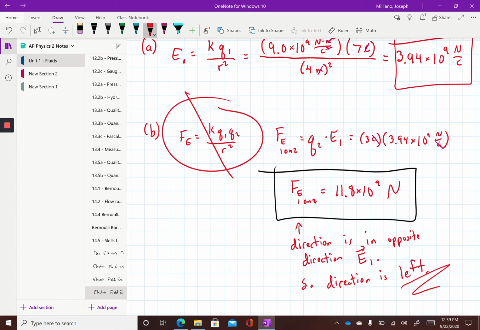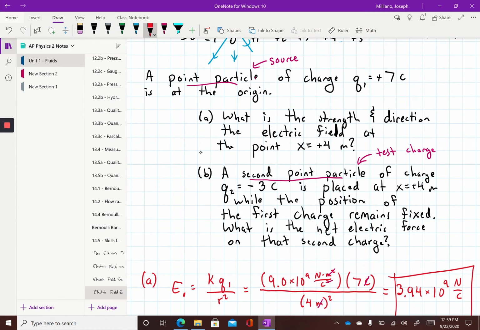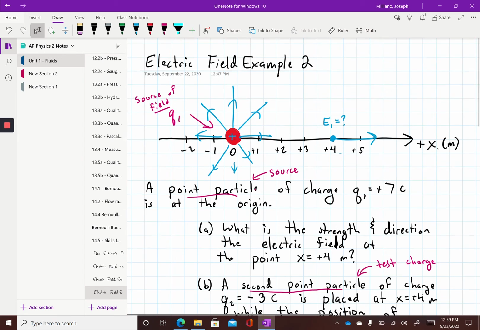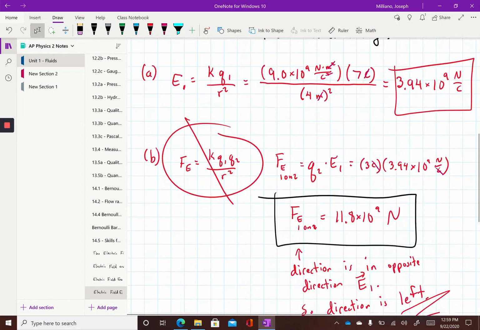Hopefully that helps out. We can look at determining the electric field strength at a particular point first, and then we can use that electric field strength and see how a second particle interacts with the field from the first. If you have any questions for me, please let me know.